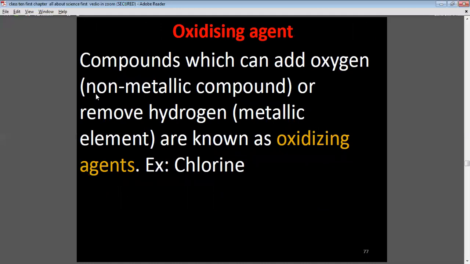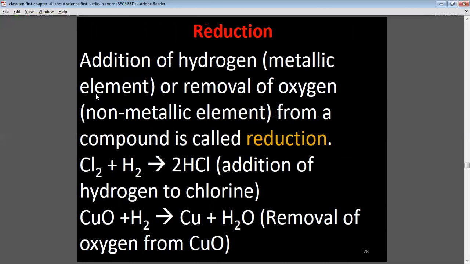What is an oxidizing agent? The definition of an oxidizing agent: the compound which can add oxygen or remove hydrogen is known as an oxidizing agent. Example, chlorine.